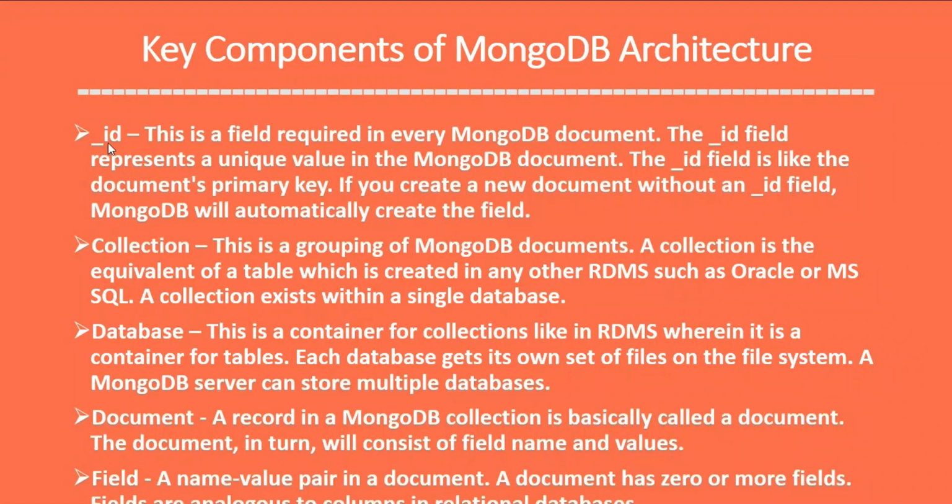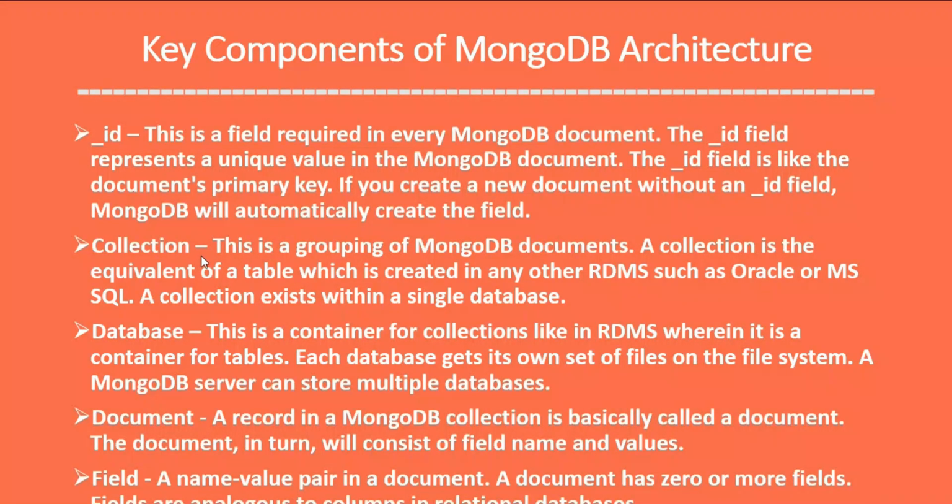So _id, this field is required in every MongoDB document. The _id field represents a unique value in a MongoDB document, and the _id field is like the document's primary key. If you create a new document without an _id field, then MongoDB will automatically create an _id field for the document.